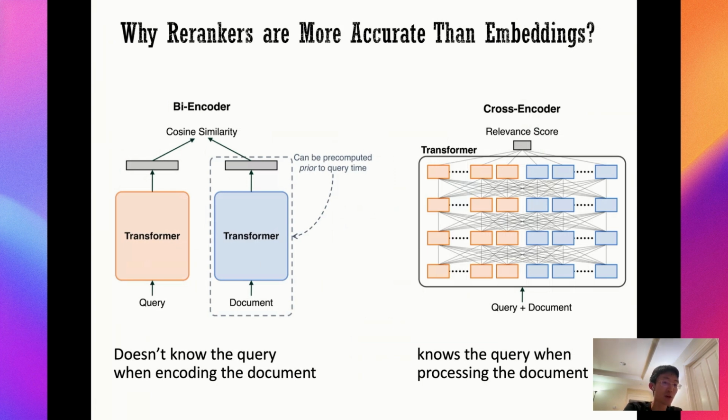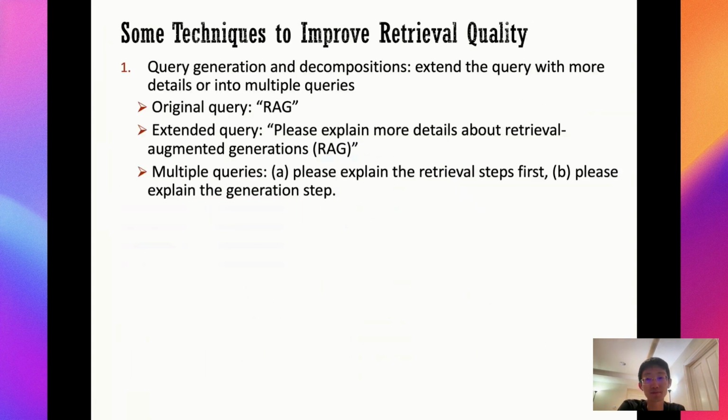But the downside is that you have to see both the query and document, so at query time, you have to run this multiple times, depending on how many documents you want to process. So you cannot really process 1,000 or 1,000,000 query plus document pairs. You can only probably process 100 of them. That's why you need a pre-filtering step from the embedding models to pre-filter 100 documents and then give them to a reranker. So the reranker is much more accurate, but also slower, so you can only use it for a small number of documents.